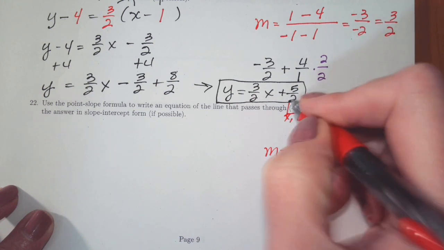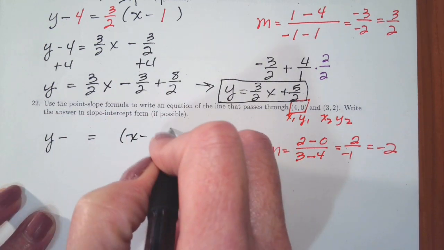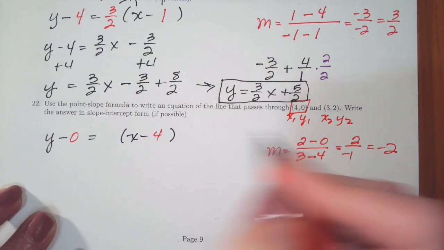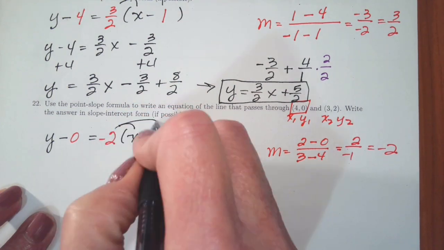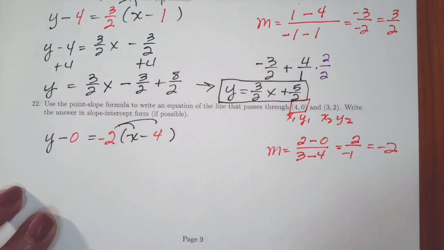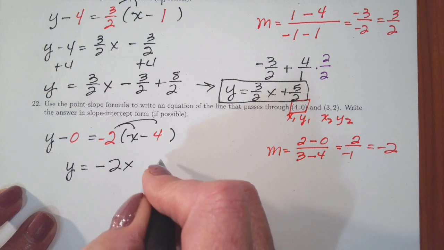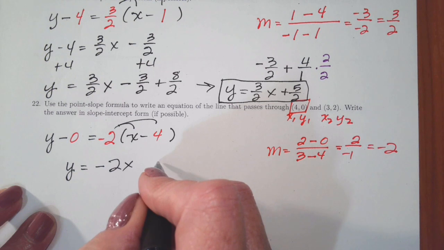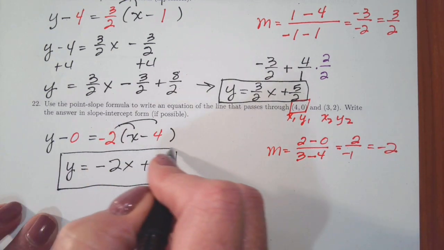And I'll use this one. So I have y minus something equals something times x minus something. My y1 is 0. My x1 is 4. My slope is negative 2. So I'll distribute. Y minus 0 is just y, equals negative 2x plus 8. I'm sorry, I hesitated there for a second. I forgot how to multiply negative 2 times negative 4.